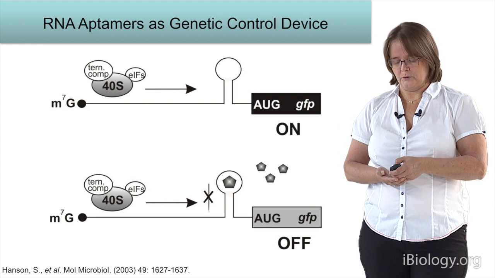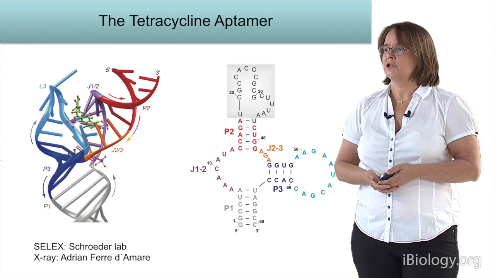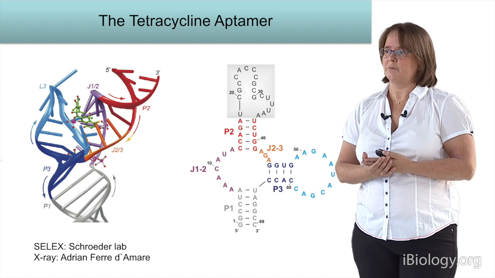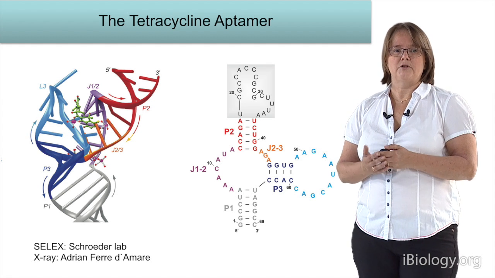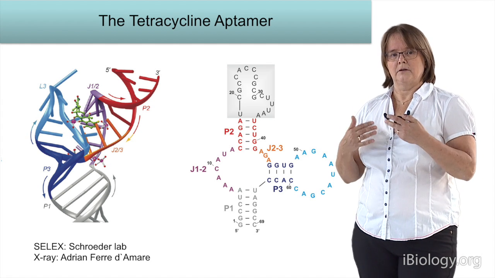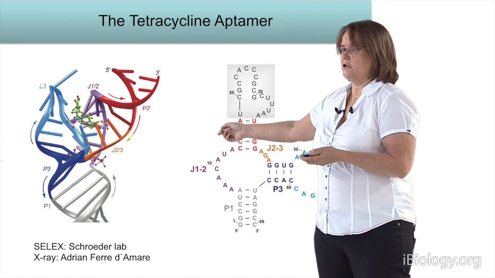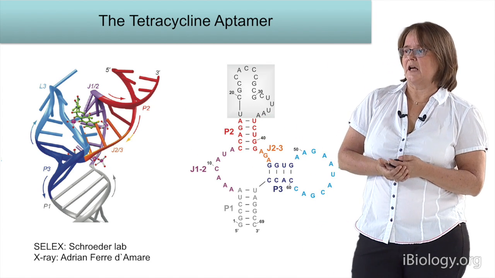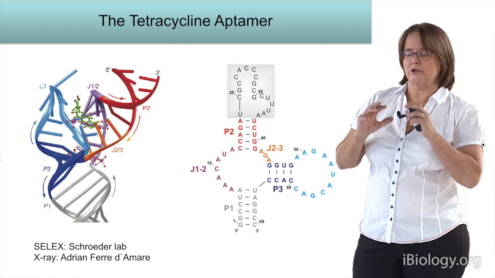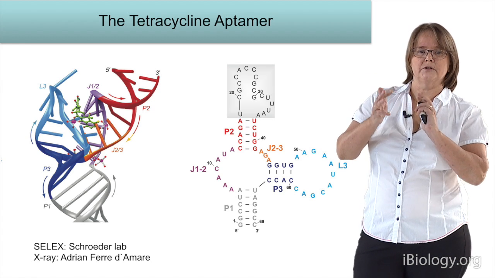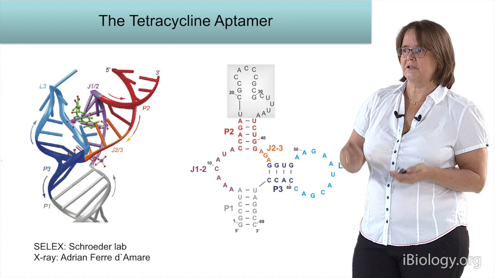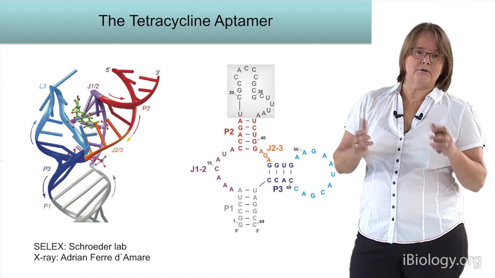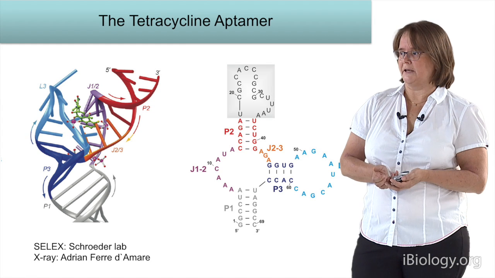We started our work with an aptamer which can bind tetracycline. As you can see on the left side, this H-shaped RNA forms a very complex structure here. And in green, you see tetracycline, which is deeply buried within the RNA molecule, and nearly all chemical moieties of tetracycline are read out by the RNA. So it's a very tight complex.